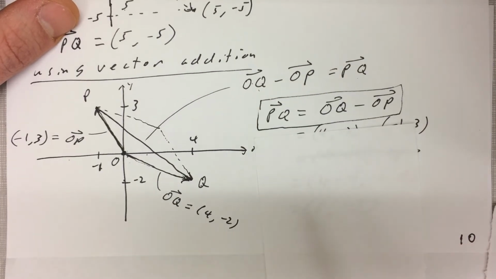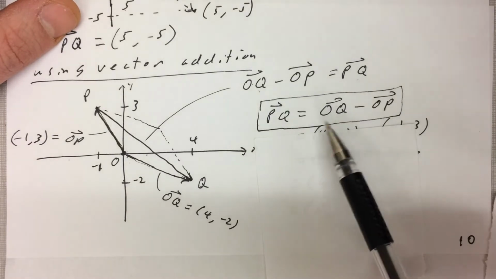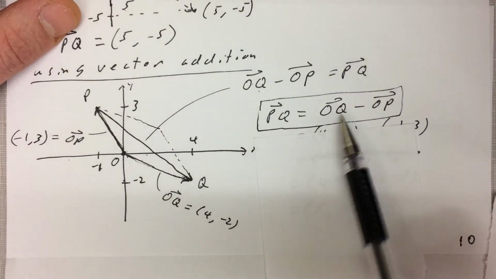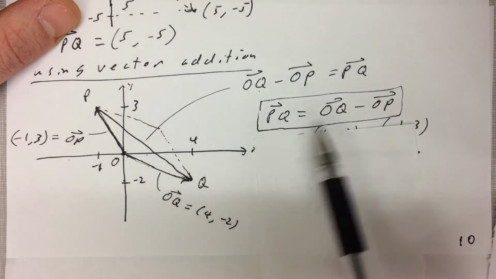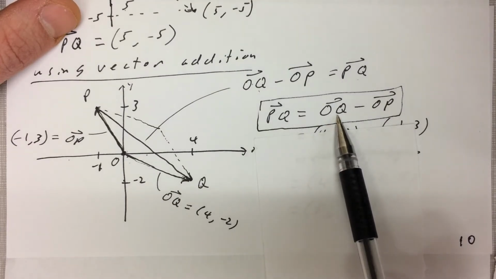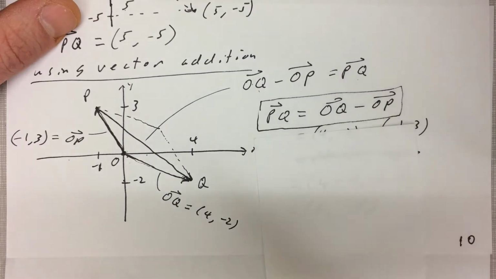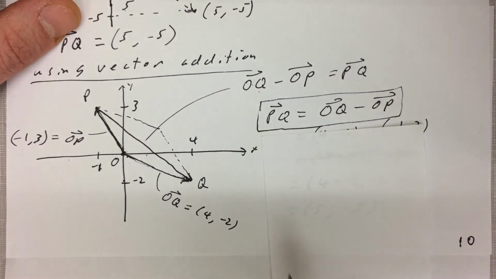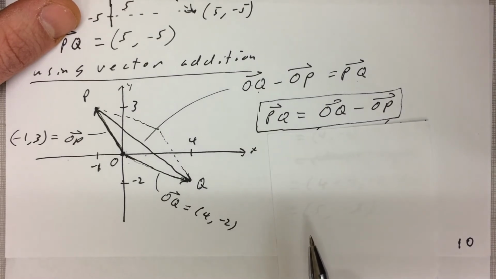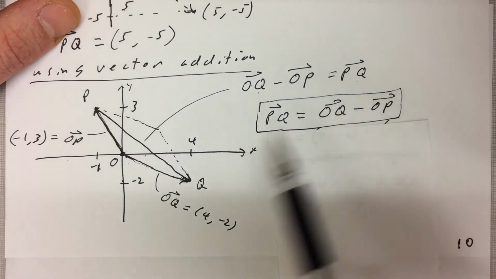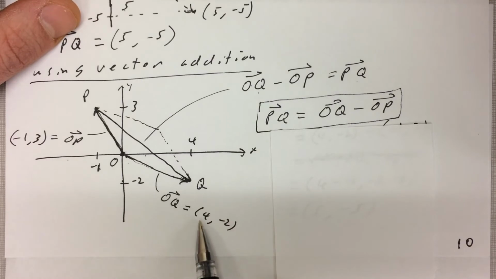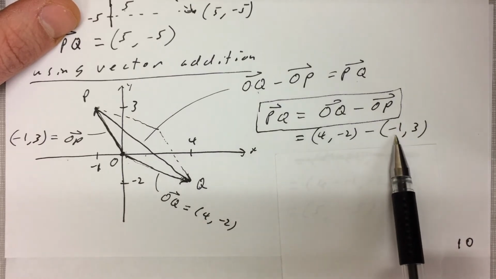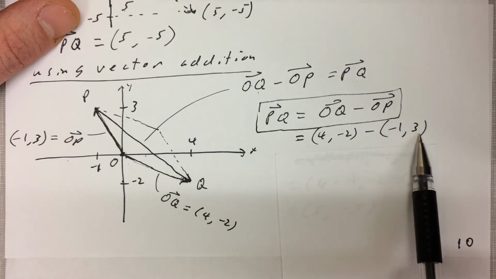So we always begin with where the vector ends. So it ends at Q, so we're going to begin with OQ, and we're going to subtract OP. And that's from the parallelogram law. So in this case, OQ is [4, -2], and OP is [-1, 3].